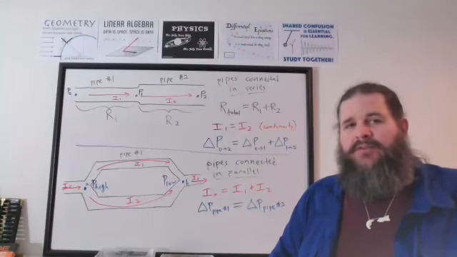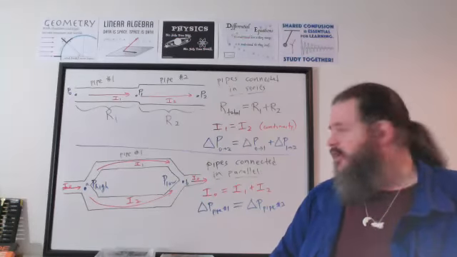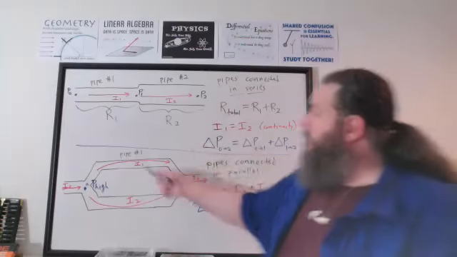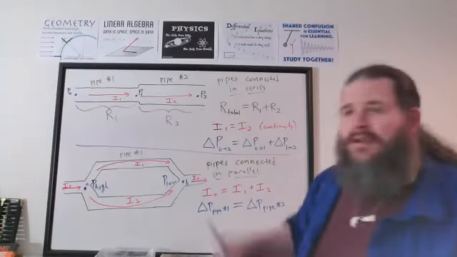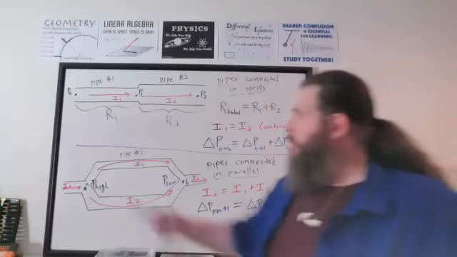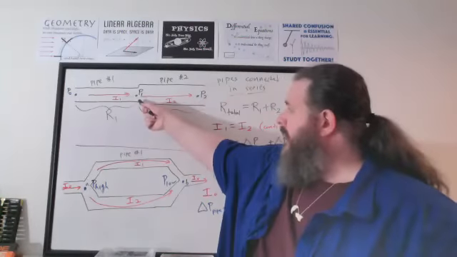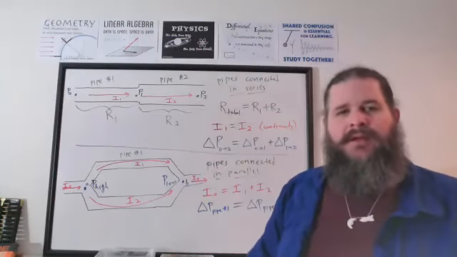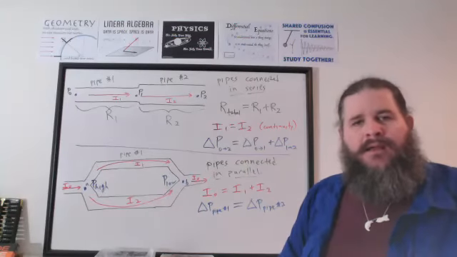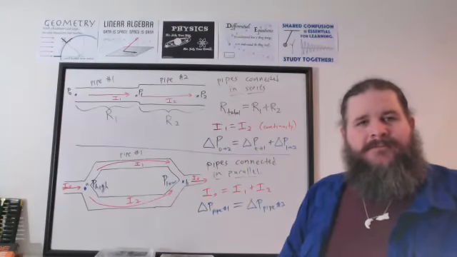So in parallel, they both experience the same full delta pressure, but they have to split up the available current. In series, they both experience the same full current, but they have to split up the available pressure drop. Maybe you lose some of the pressure through this pipe and you lose the rest of the pressure through this pipe. But in parallel, they're both getting the same full pressure drop. Any other questions on that so far?